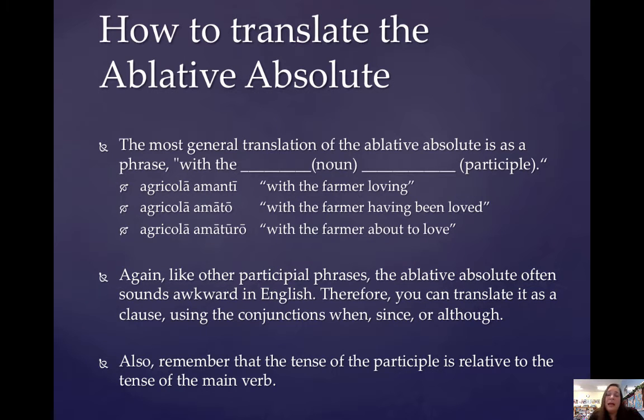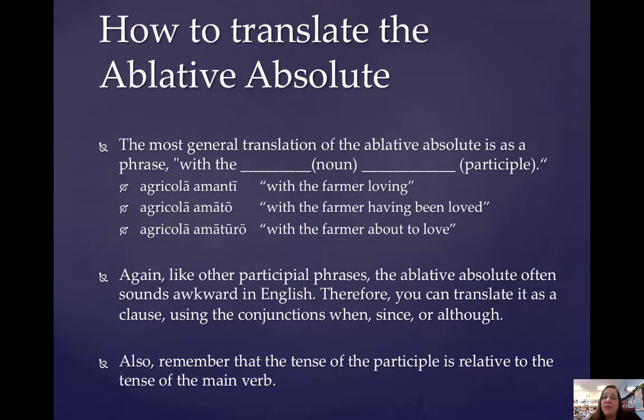Okay, so the ablative absolute is, for the most part, an ablative noun and a participle in the ablative. So how do you translate it? The most basic way to translate an ablative absolute is you translate it with the noun either participling if it's the present active participle, having been participled if it's the perfect passive participle, about to participle, whatever.